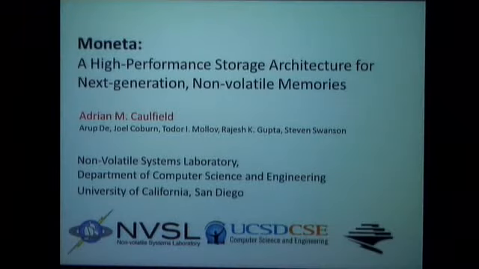doing at UCSD, trying to understand what impact emerging non-volatile memories like phase change memory and spin torque transfer, even racetrack or memristor, will have on how we architect and build very high-performance SSDs. So we've actually built a prototype SSD that we call Moneta, and we've been looking at what hardware optimizations and software optimizations, as well as what changes to the interface between the two we can make to get very good performance out of these systems. So this work was done with my colleagues Arup Day, Joel Coburn, Todor Mollov, and professors Rajesh Gupta and Steven Swanson.